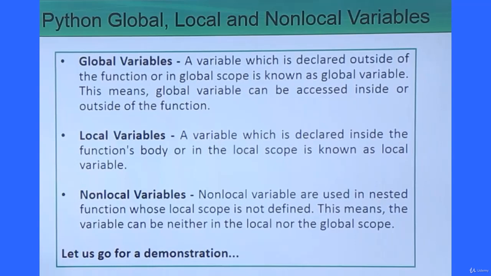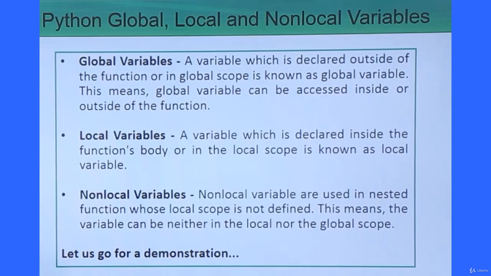A variable which is declared outside of the function or in global scope is known as the global variable. This means that the global variable can be accessed inside or outside of the function, because it is under the global scope. Local variables: a variable which is defined or declared inside the function's body, or in the local scope, is called the local variable. That means within the function body the variable has been defined, so the variable will be known as the local variable.